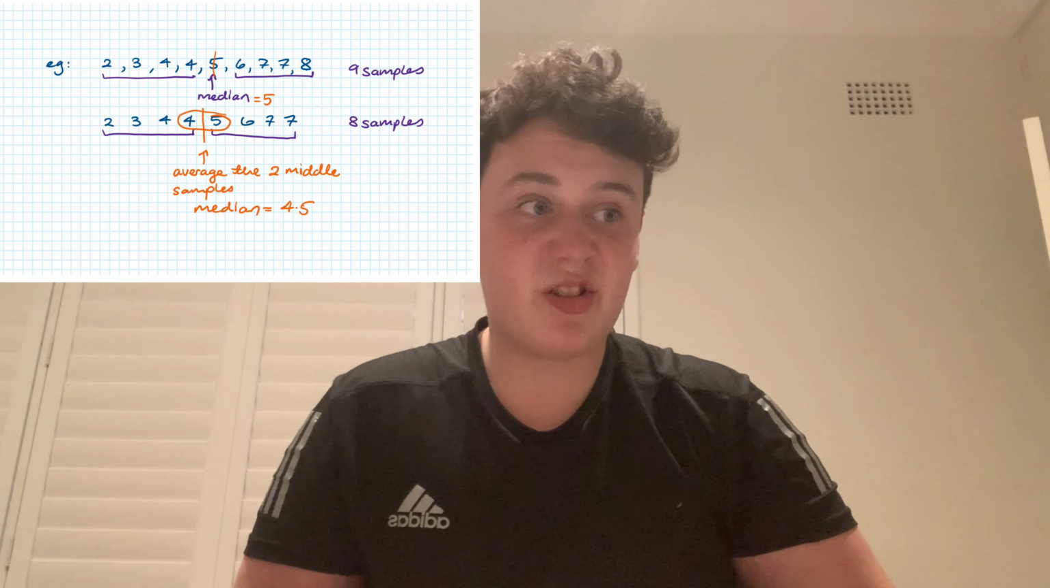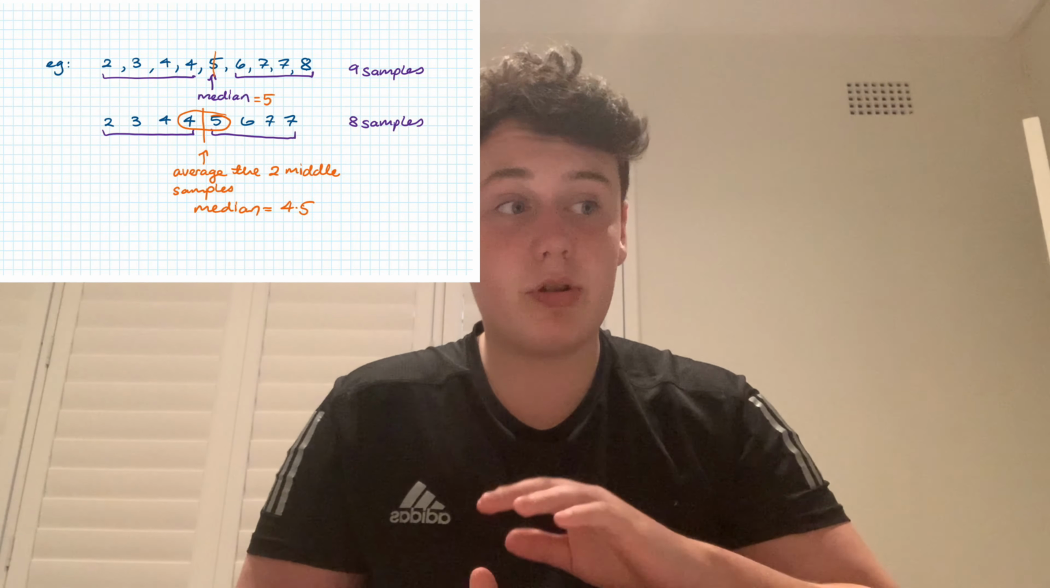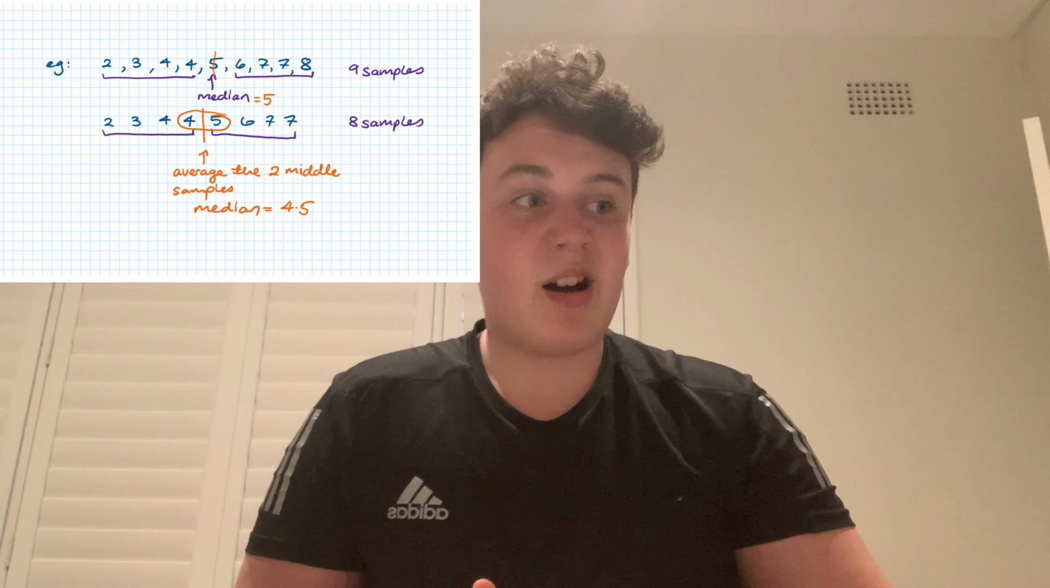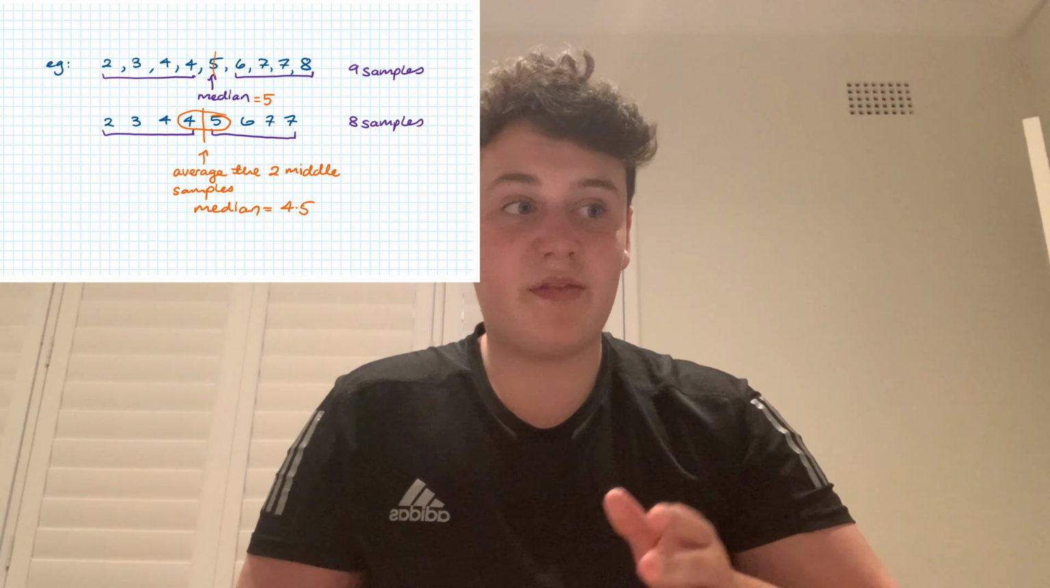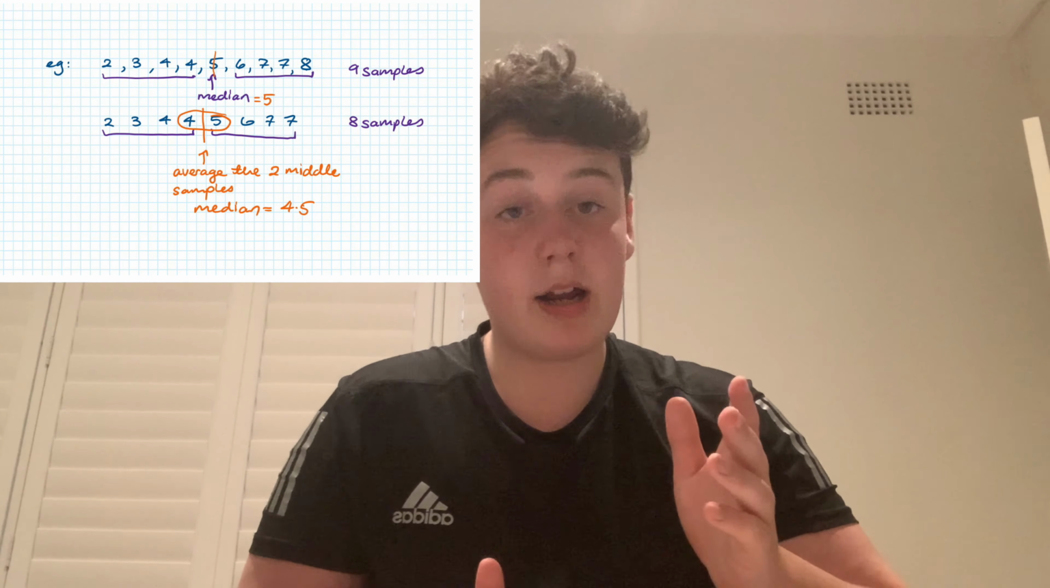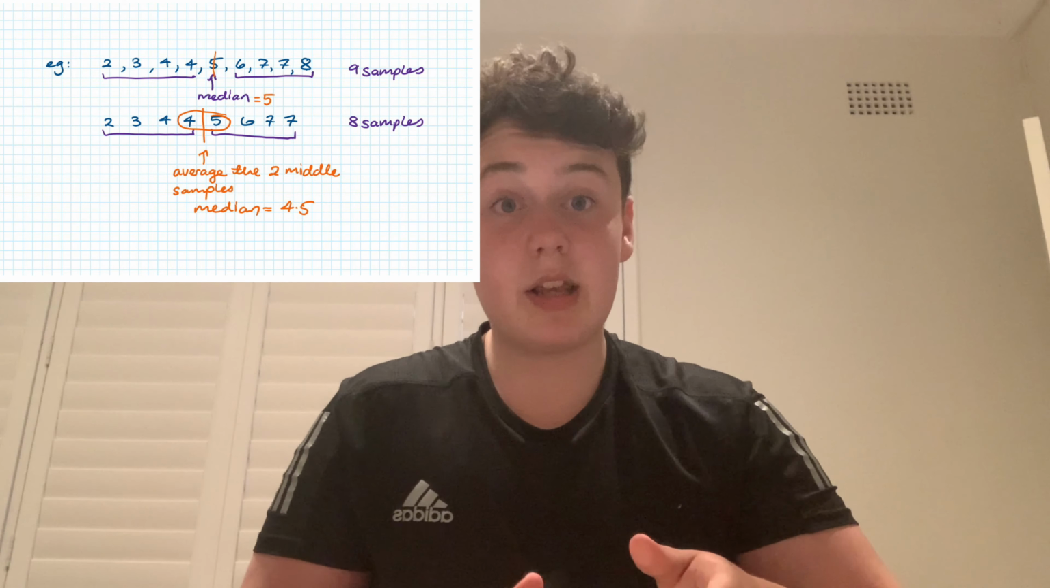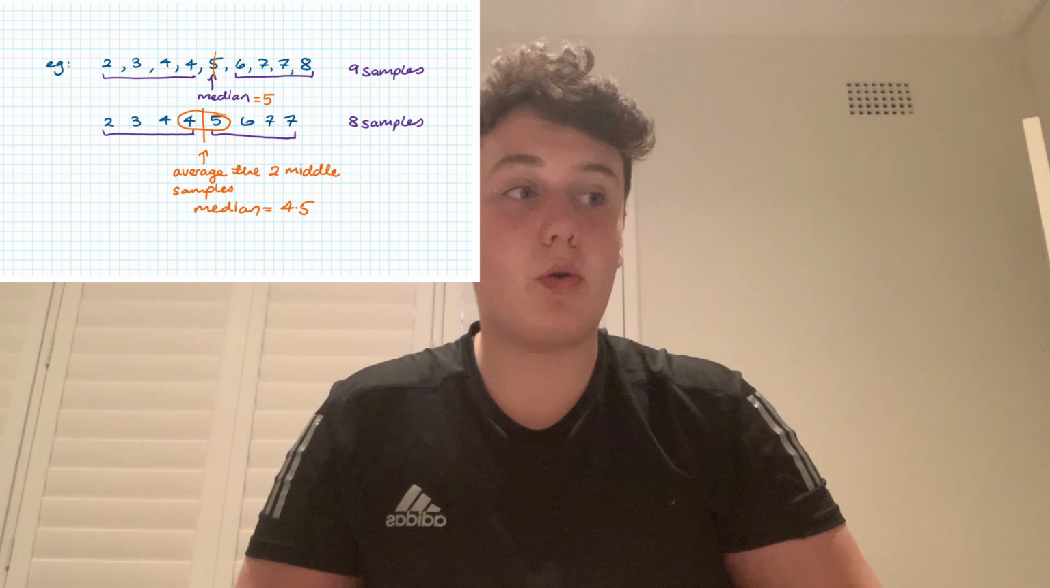Next, we've got the median, which is the middle value of the data set. To find the median, you need to get all your data points and put them in ascending order. And then if it's an odd number, you find the number in the middle. So if you've got 9 numbers, it'll be the 5th number, because then there's 4 numbers less than it and 4 numbers more than it.